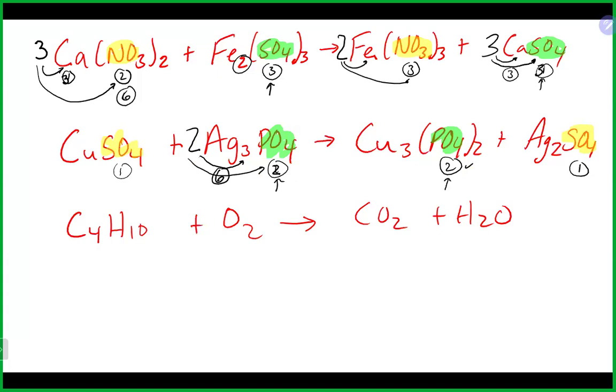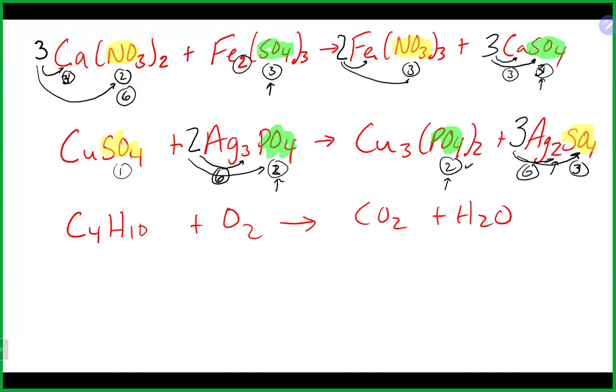Because I put that 2 in front of the silver, I'm going to go to the other side. And I see silver has 2. So to fix that, I put a 3. 3 times 2 is 6 silver. The 3 also goes for the sulfate. So now instead of 1 sulfate, I have 3. And that's where I should go next.